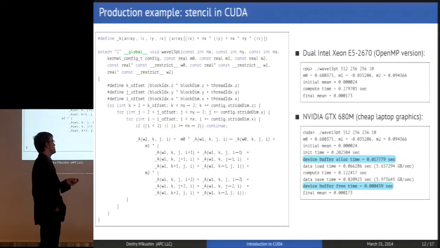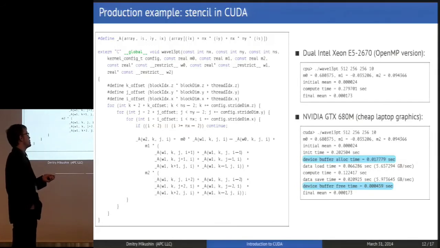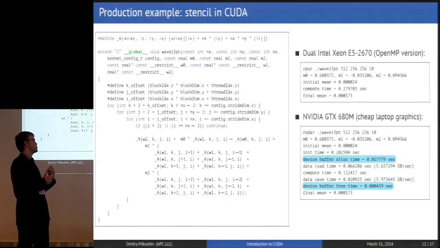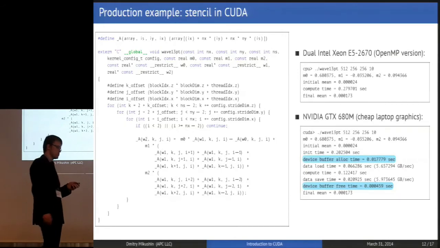But even if we add all these numbers together, as you see, it will be less than the CPU timing. As the porting of your application progresses, it will always be a good idea to keep the data you are going to reuse on the GPU, not to load and save it multiple times.